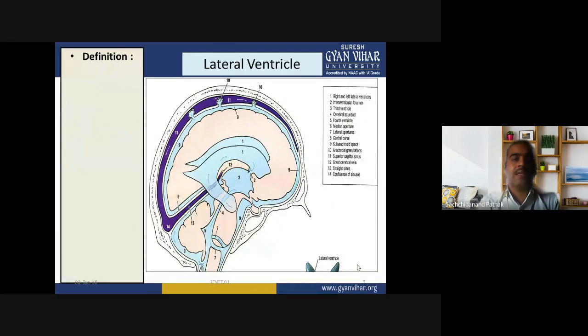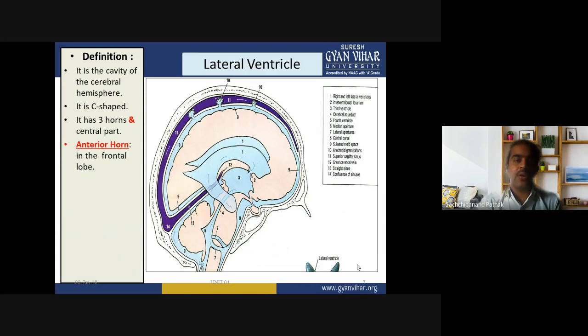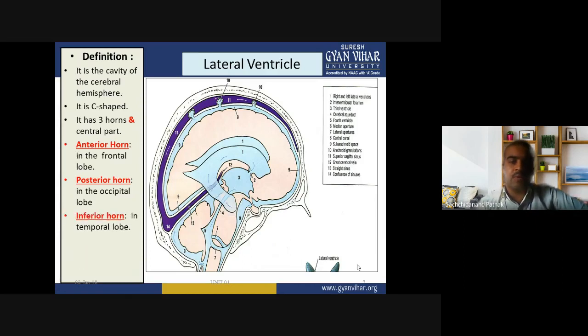Now you can see here, these are the lateral ventricles. It is the cavity of the cerebral hemisphere, and it is C-shaped. It has three horns and a central part. The anterior horn is in the frontal lobe, as you can see. The posterior horn is in the occipital lobe. Then the inferior horn is in the temporal lobe. And the central part, the body, is in the parietal lobe. So there will be three horns and a central part.